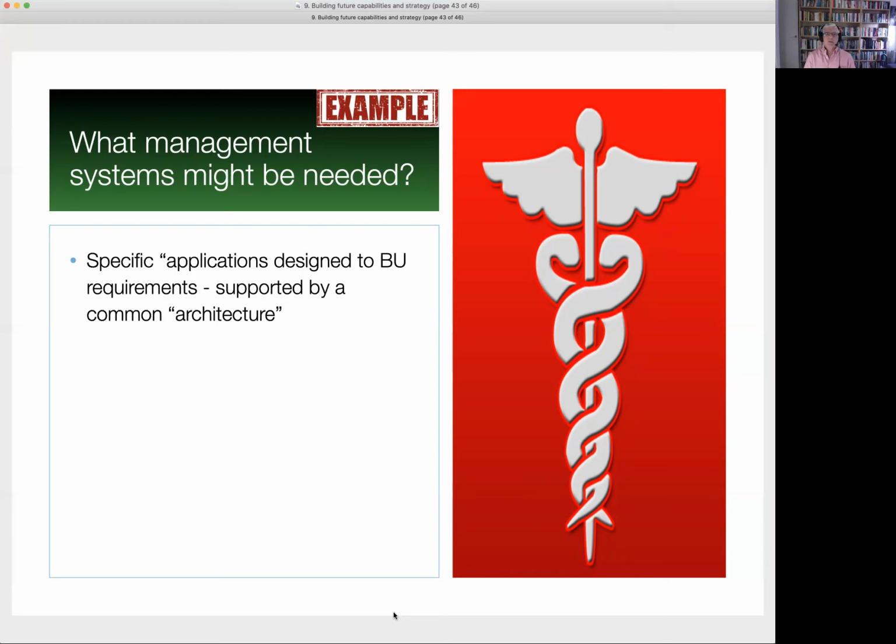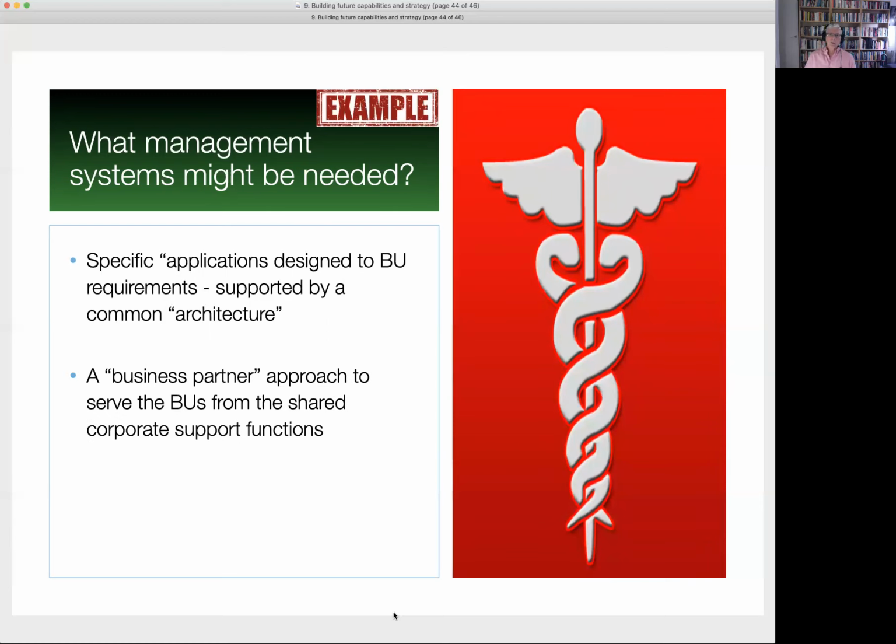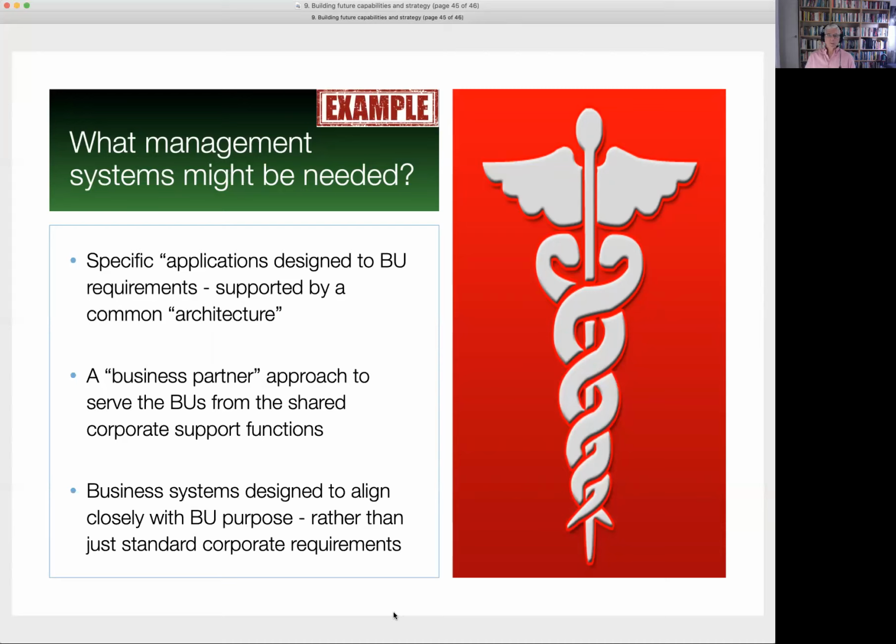But in terms of those systems which are related to serving the needs of a particular market, those have to be related to the strategy. And we adopted a business partner approach, which then meant that the corporate functions had a business partner which served each BU, each business unit, and made sure that what was delivered from the business unit was tailored to the needs of the particular business unit.